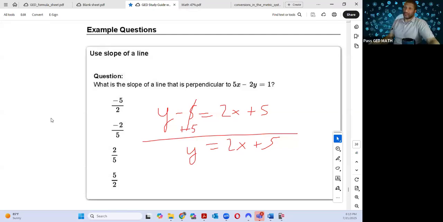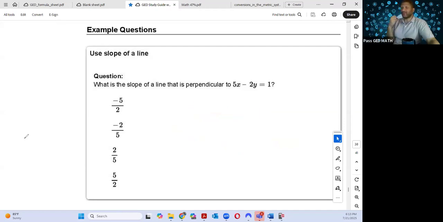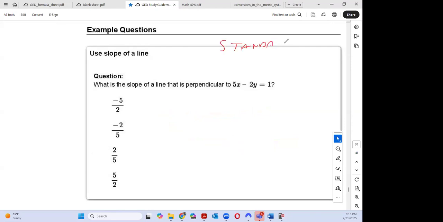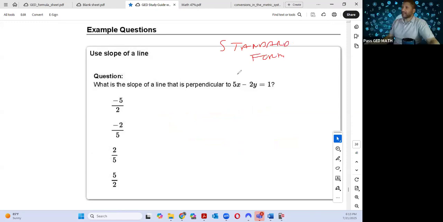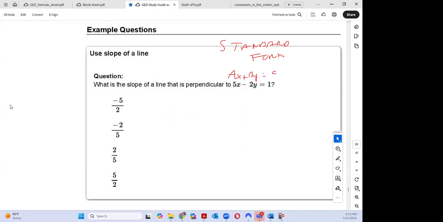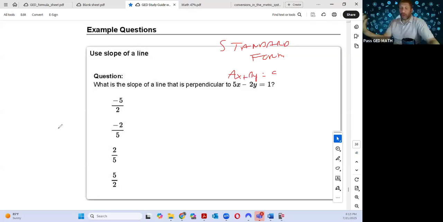And they may do little things like that, but you just got to be familiar. So every time you see a linear equation, if you see y equals something, that's slope-intercept form. If you see ax plus by equals c, that's standard form. So we identified this as standard form, and that's ax plus by equals c.